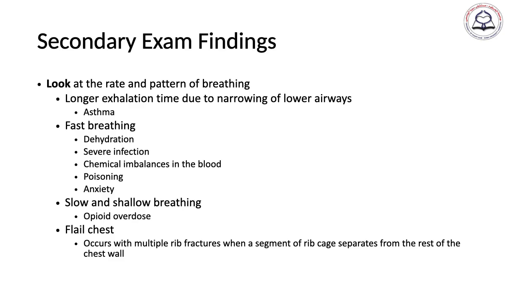Look at the rate and pattern of breathing. Longer exhalation time could be due to asthma, narrowing of the lower airway. Fast breathing, tachypnea, can happen with dehydration, severe infection, acidosis and chemical imbalance, poisoning, and anxiety. Bradypnea, slow and shallow respiratory rate, can be seen in opioid overdose. Flail chest can be seen as paradoxical chest wall movement.